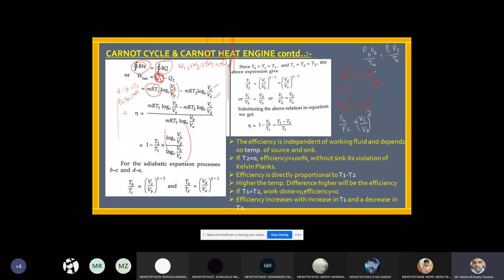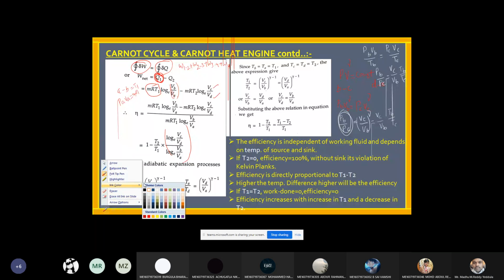Okay, so for that I can write PB by PC, from this equation, can be written as VC by VB into TB by TC. Therefore, here PB by PC is replaced by VC by VB and TB by TC. If you send this VC by VB here, it will go up and become minus 1. Therefore, TB by TC is equal to (VC by VB) whole power gamma minus 1. Is it clear now?